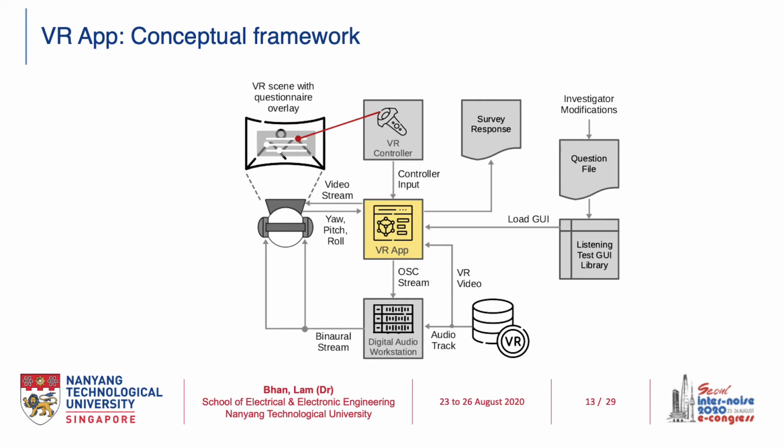The conceptual framework is summarized in this diagram, whereby the VR application, highlighted in yellow, handles all the synchronization between the individual modules and sends the video stream to the VR head-mounted device. The audio stream is handled by the digital audio workstation, and it's synchronized via the Open Sound Control protocol. The Open Sound Control also sends your pitch and roll information so that the sound field can be rotated accordingly.